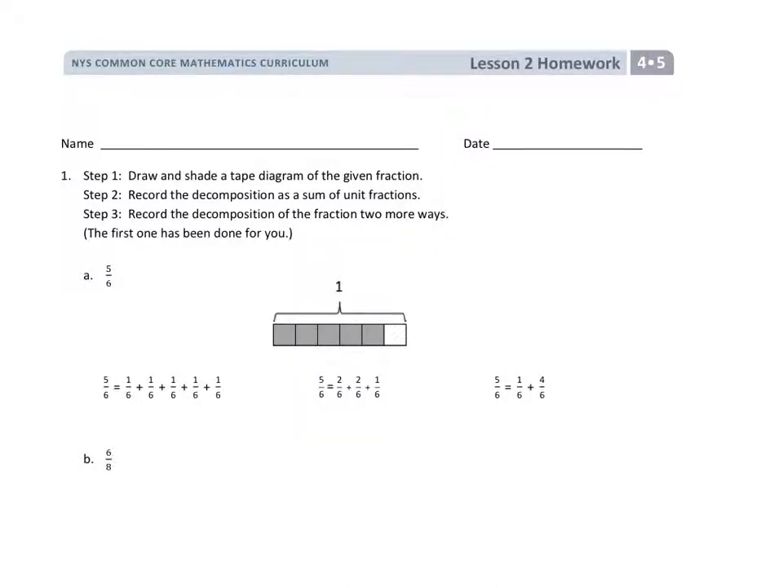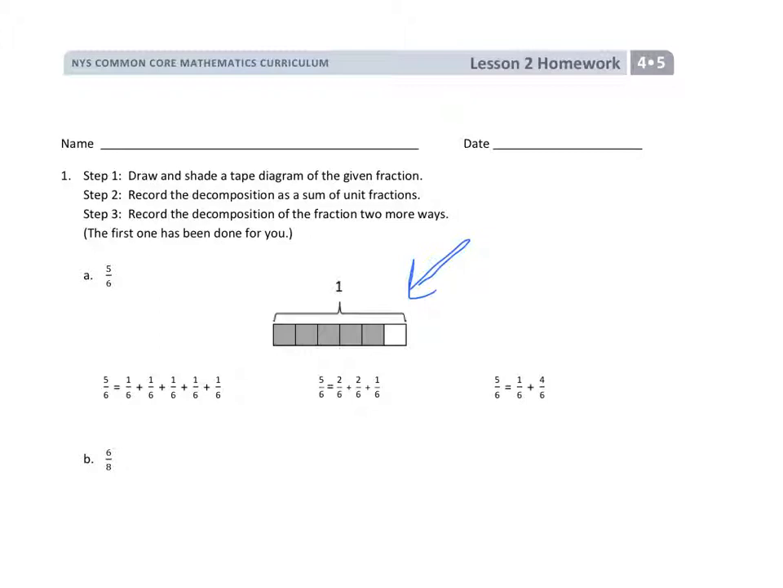So your student should be familiar with the fractions. We've been working on them for 2 days now. The tape diagram is going to look similar to this. The tape diagram is simply just a rectangle broken into equal parts. So for instance, when we see 5/6, we're going to draw that exact same tape diagram and shade the given fraction. As you can see, the first one's been done.